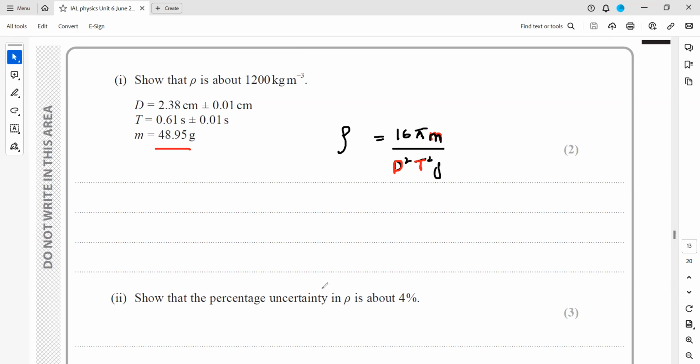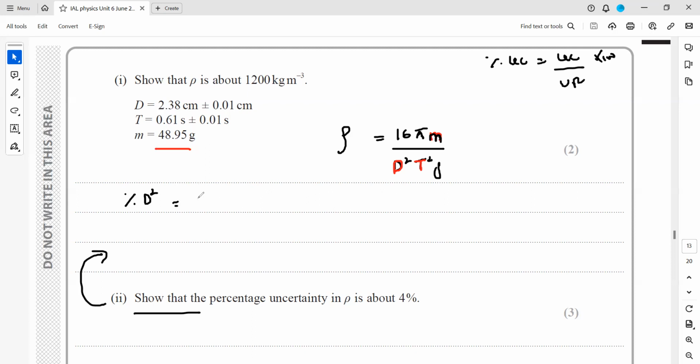So what we have to do, I'm solving this part: show that the percentage uncertainty is about 4. So how can it be done? Because the values are written here. If I need the percentage uncertainty in D square, look, the formula for percentage uncertainty is uncertainty divided by value recorded times 100.